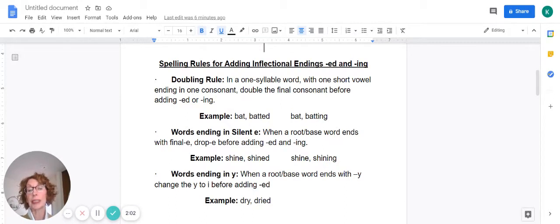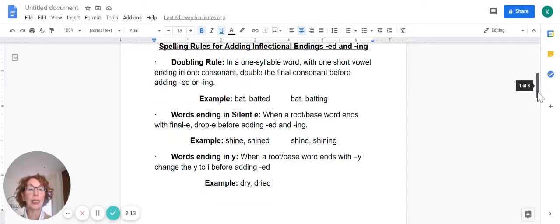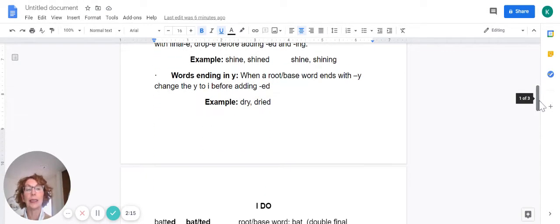Next rule, words ending in y. Remember, when a root or base word ends with y, change the y to i before adding ed. The example we've used is dry. We change the y to i and add ed, and we have dried, happened in the past.